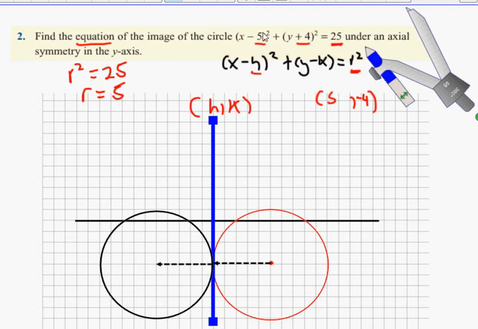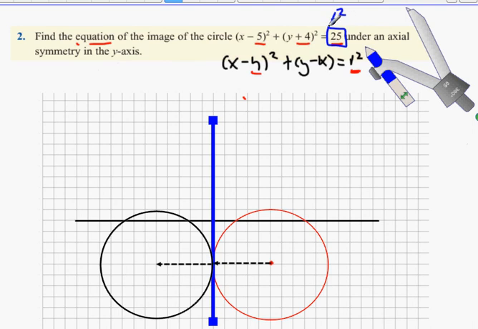Now, to use the equation of a circle, you have to know the r² value. Please remember that the r² value always stays the same. It's still going to be 25. The size stays the same. However, the centre of the circle has now shifted. Where has the centre shifted to? It's (−5, −4). Would you agree with that? So h is −5 and k is −4.